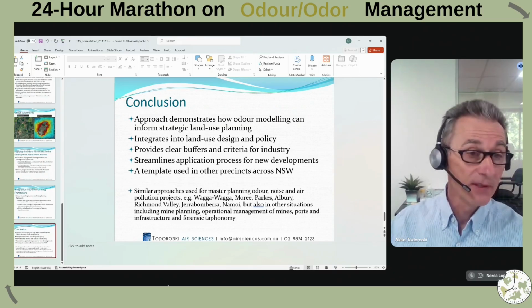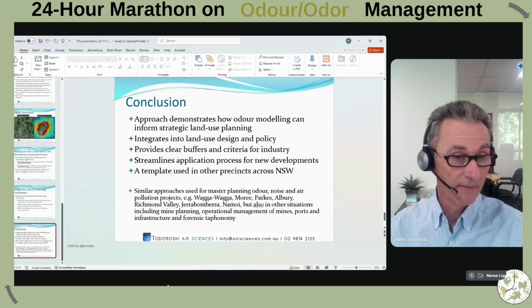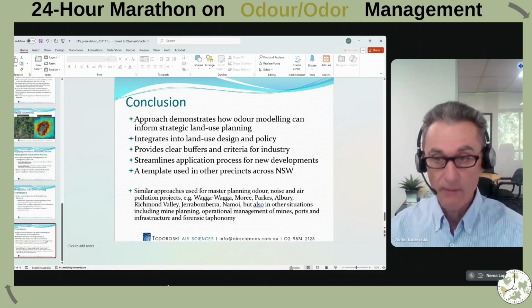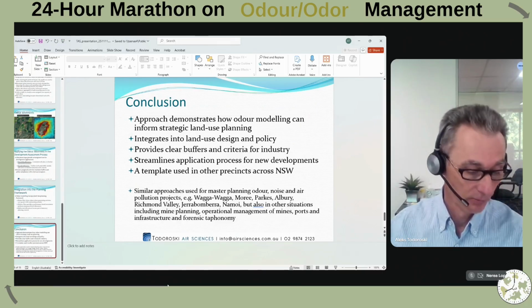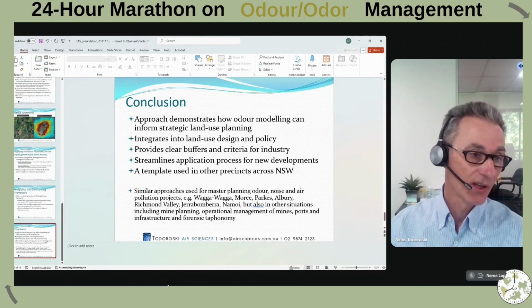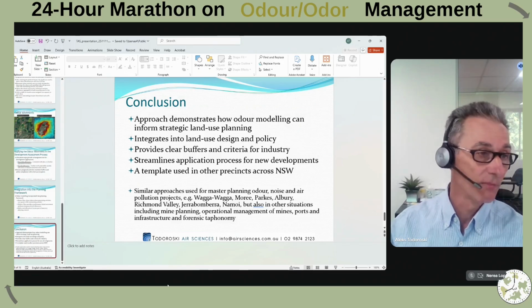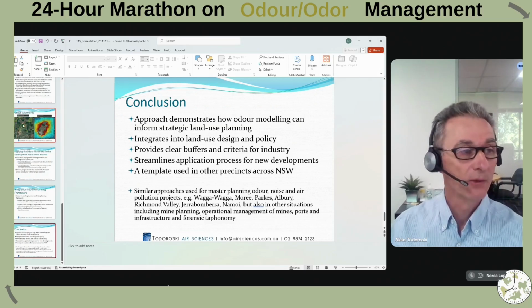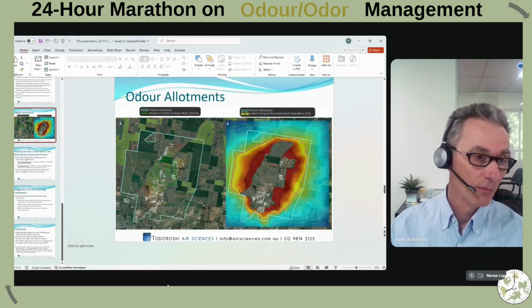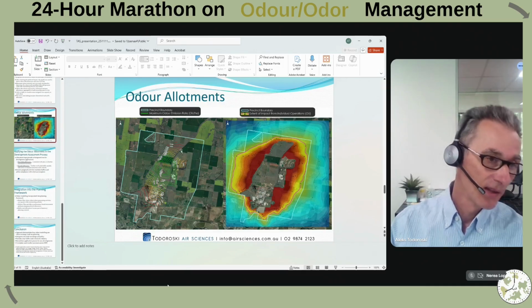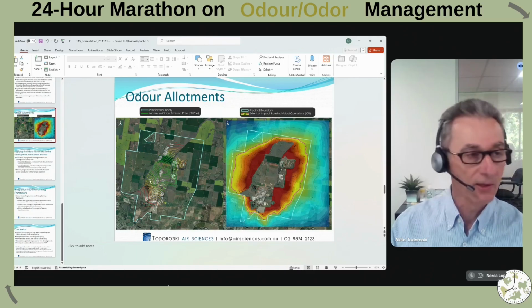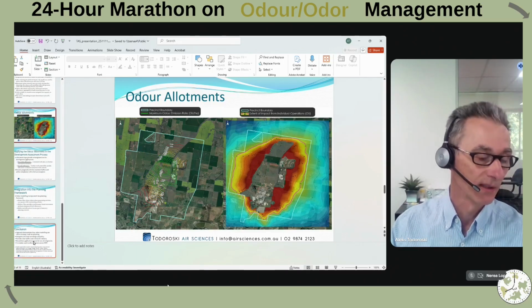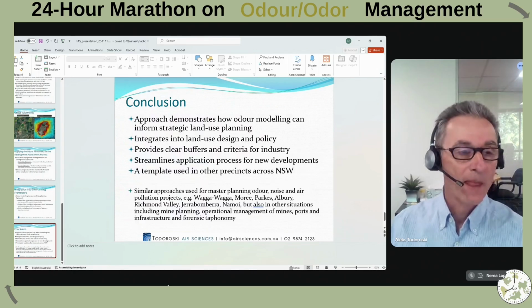It provides clear buffers and criteria for industry up front, so you know how much odour you can make from your lot of land. It can streamline the application process. I should have explained that you can actually trade odour. So if I go back to the earlier slide, a block of land here may not use up all of its odour, and it could trade with a block out here, but there's a 10-to-1 difference in that. So it's a bit like an exchange rate between blocks and things like that. So you can do things like that.